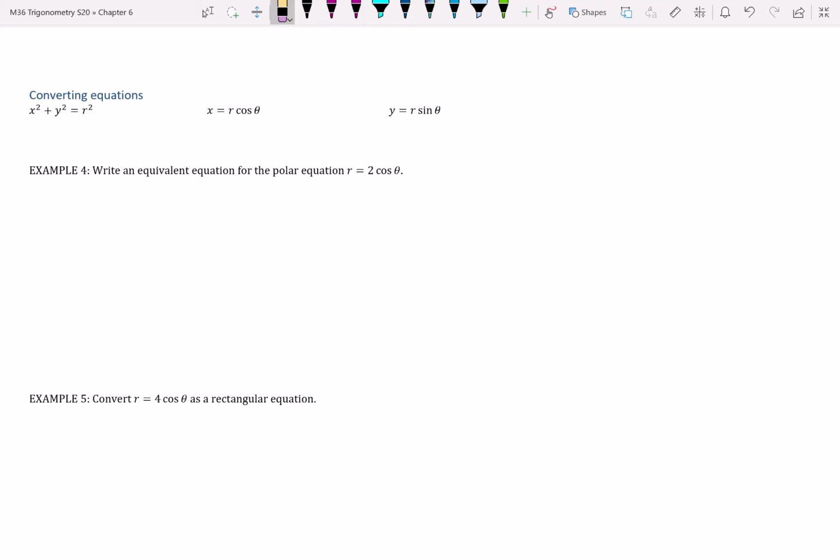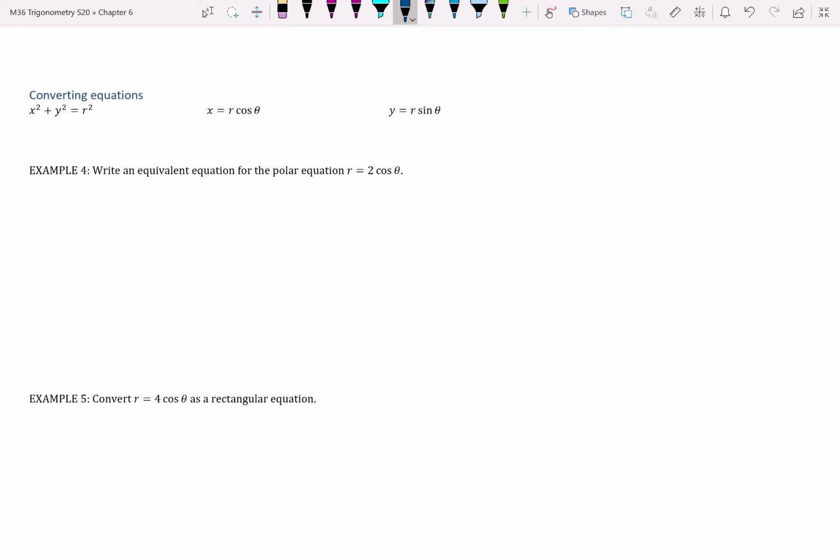All right, so let's try these examples. Let's really get our hands a little bit dirty here. Example 4 says, write an equivalent equation for the polar equation r is equal to 2 cosine of theta. Pretty much what it's telling us is that polar coordinates are equivalent to rectangular coordinates. So what we can do is take this polar equation and write it in rectangular form.